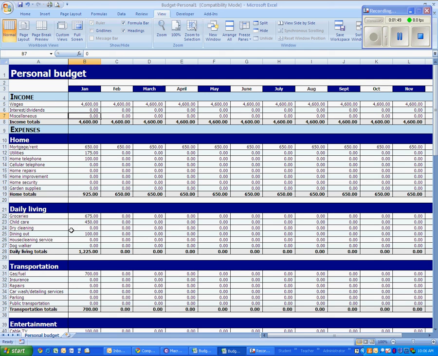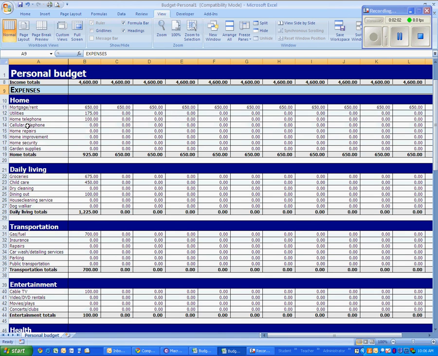And I've just put some random numbers in here to give you a feel for how it looks. So for instance, in this example, this person makes $4,600 a month. And that's income. Now here are all the expenses. If I scroll down, here are all the home expenses that you might have. And you might have some expenses that aren't listed here. And some of these expenses you might not have at all. But this just gives you an idea of what's out there.